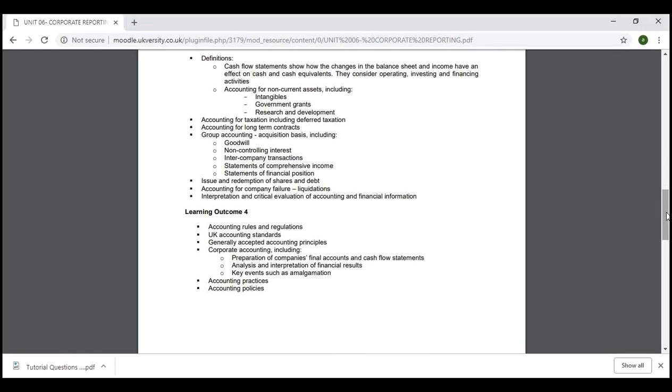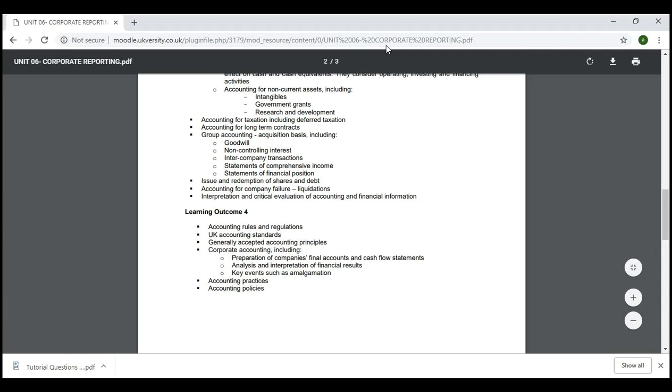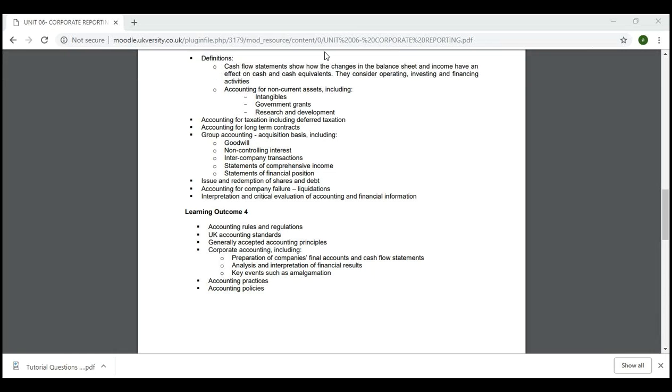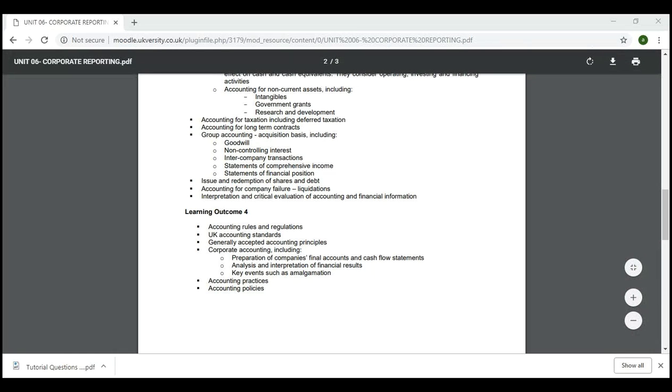Learning outcome 4 is quite linked with learning outcome 3 as well. We'll discuss accounting rules, regulation, UK standards, generally accepted accounting principles, which we already discussed in LO1 as well. Preparation of company final accounts, analyzing and interpreting financial results. Key events such as amalgamations, accounting practices, and accounting policies. All this we will go through in today's lesson as well. So, any question?